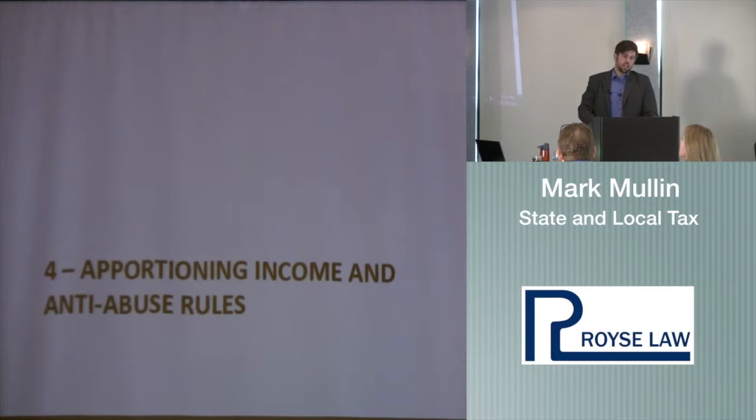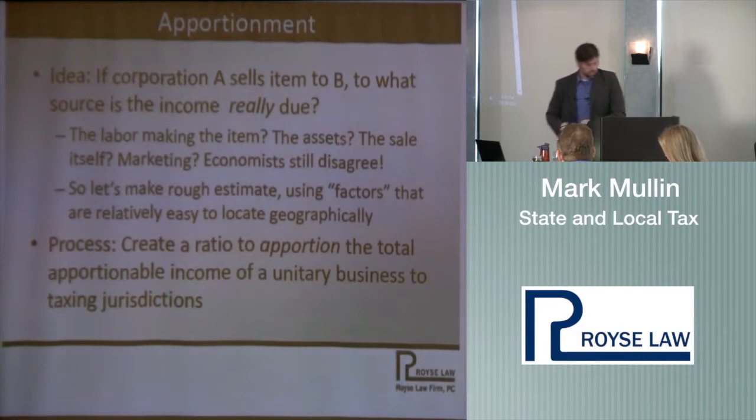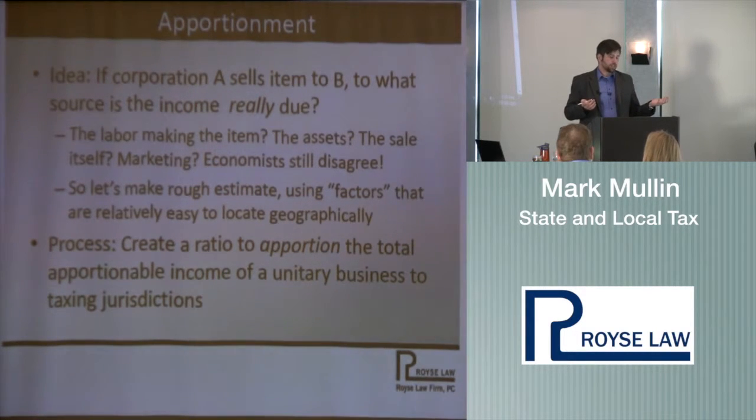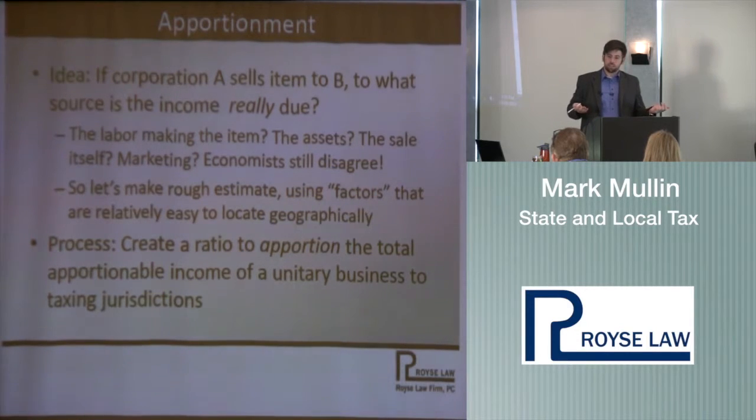Now I'm going to discuss how apportionment works. And again, this is one of the keys to state and local taxation that makes it distinct from international taxation. So the idea of apportionment is basically this. If Corporation A sells an item to B, to what source is the income really due? Again, as we were discussing earlier, is it the labor that made the item? Is it the assets? Or is it the sale itself, or even the marketing? No, it's really hard to say what makes the income happen. It's somehow these things are combined and all of a sudden you have income.